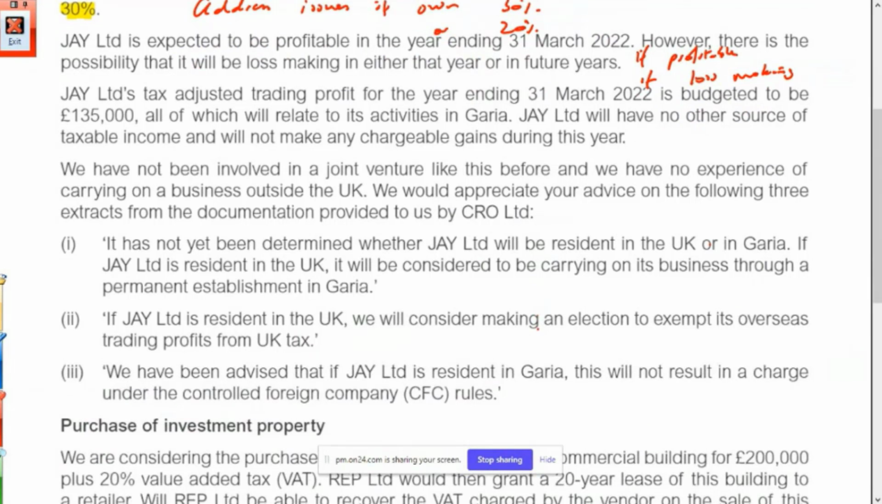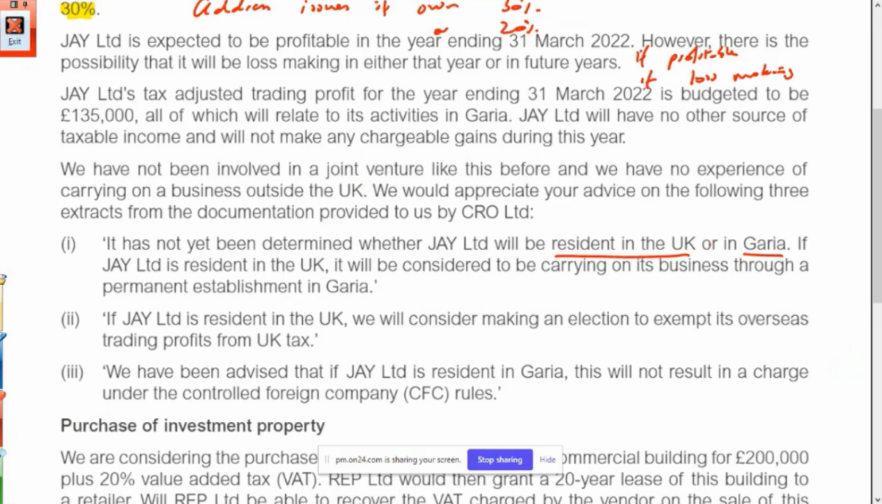It's not been determined whether J will be UK resident or not resident. Okay, UK resident or resident in Garia. So we need to address that. So at the moment we may have 30% or we may have 20%. It may be profitable, it may be loss making. It may be resident in the UK, it may be in Garia.